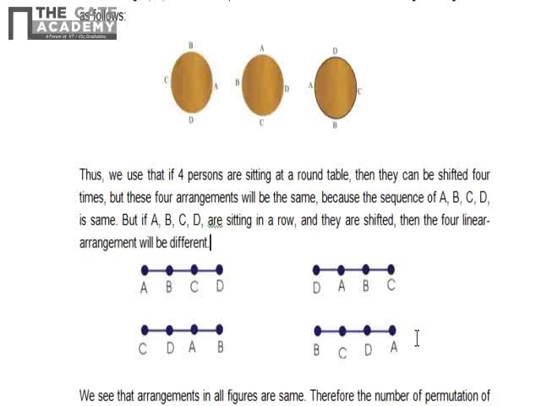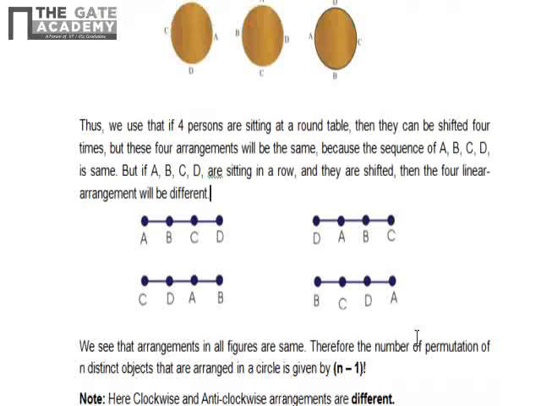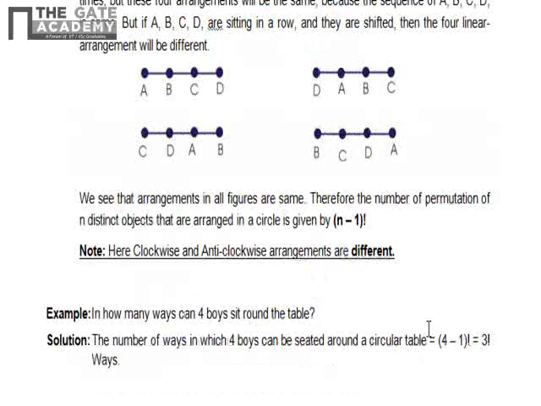That means in circular permutation there is repetition of the arrangement, so we'll have to subtract 1. So always, if there are n number of objects, then linear arrangement will always be n factorial. But for circular there will be n minus 1 factorial because there is lots of repetition. Here you have to remember that clockwise and anti-clockwise arrangements are different. A B C D clockwise and A B C D anti-clockwise will be different.